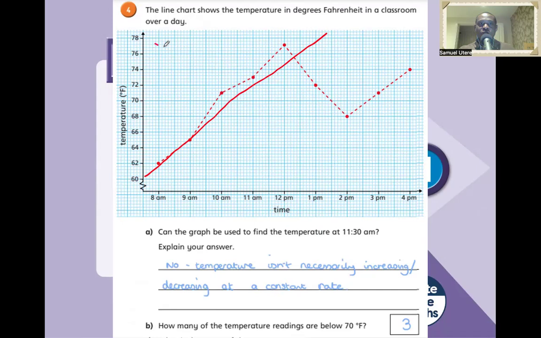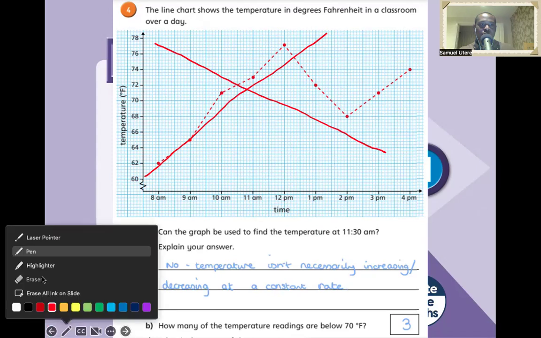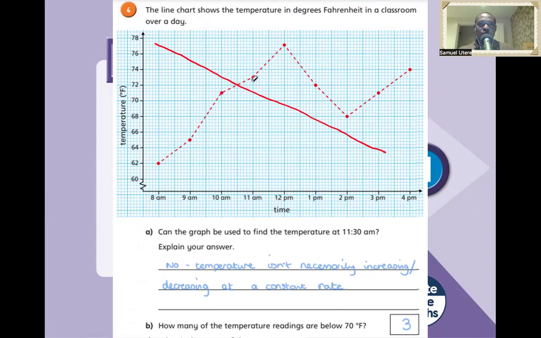Or if it was a line that is decreasing nicely like this, we can use it to make an estimate. But this is not really steady. It's going up and down. It's all over the place. So we can't really use it as a proper graph to make an estimate.